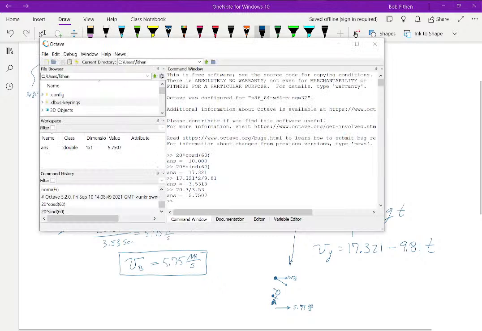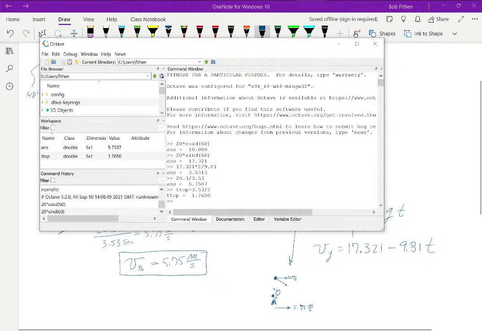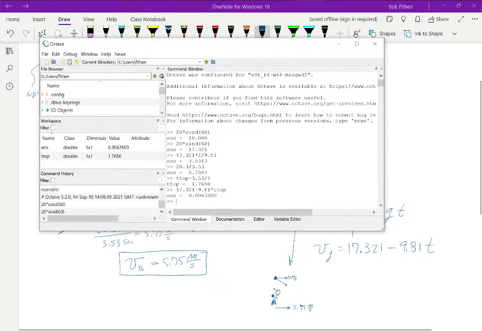Okay, so I'm going to say T top equals 3.53 divided by 2. Now, what I'm going to do is put that in the equation. I'm just checking real quick: 17.321 minus 9.81 times T top. And what one of the things that you realize is that this term almost ended up being 0.